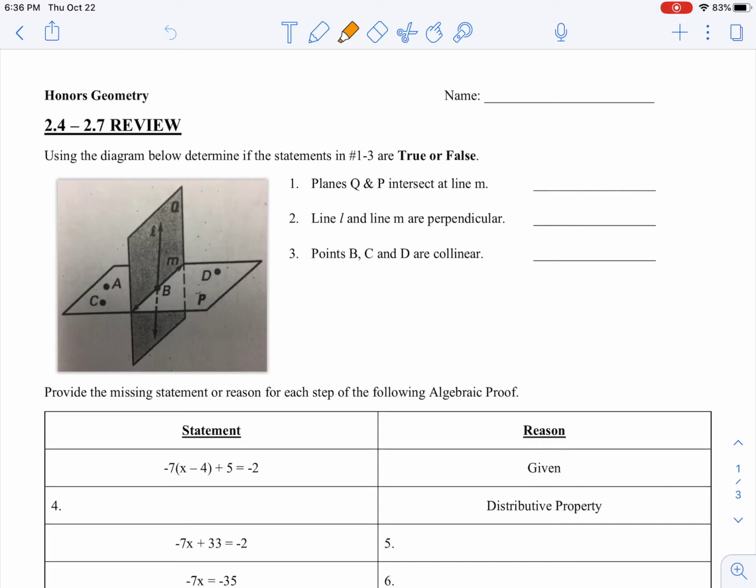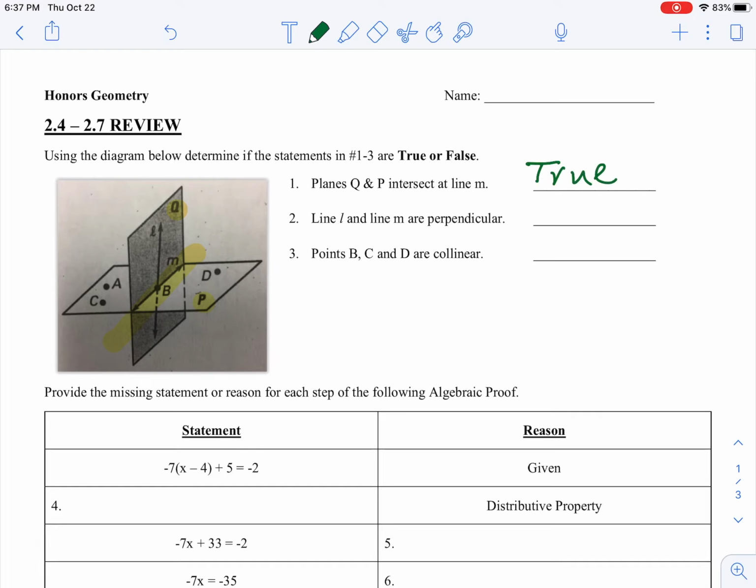Planes Q and P intersect at line M. Well, here's plane Q, here's plane P. Anytime two planes intersect, their intersection is a line. That's one of the postulates we learned. So this is true. Let's look at the next one.